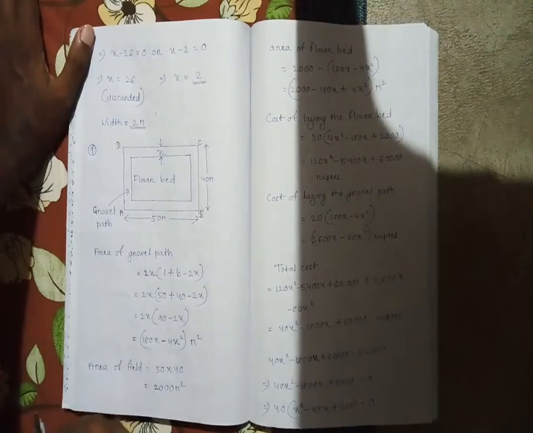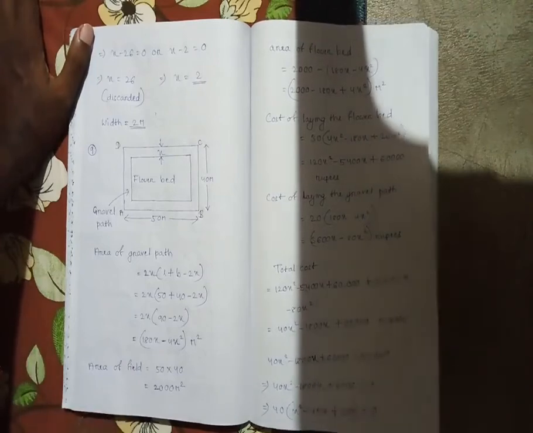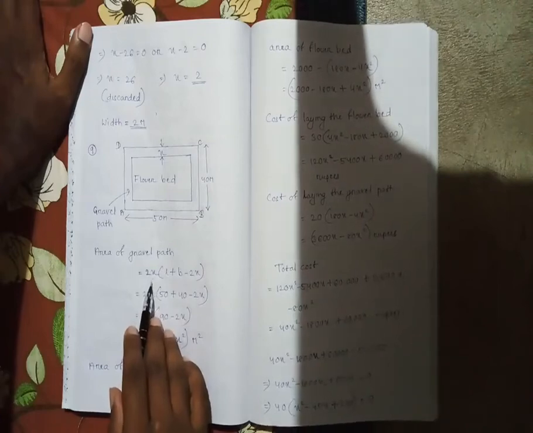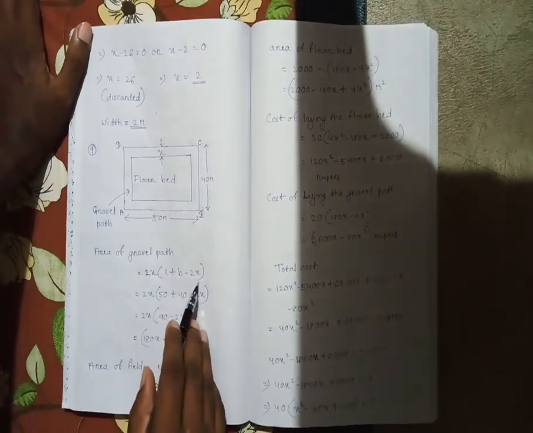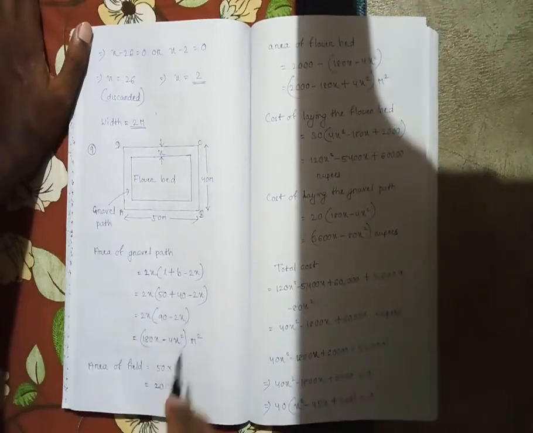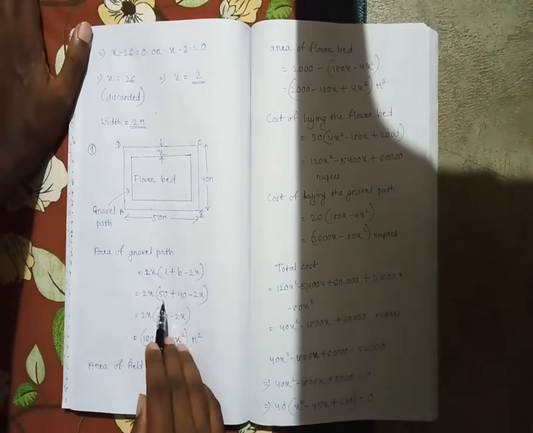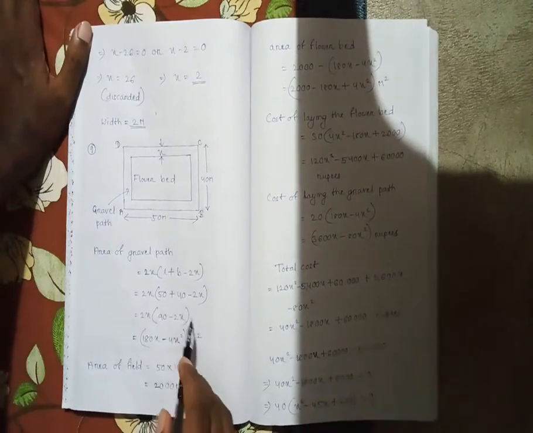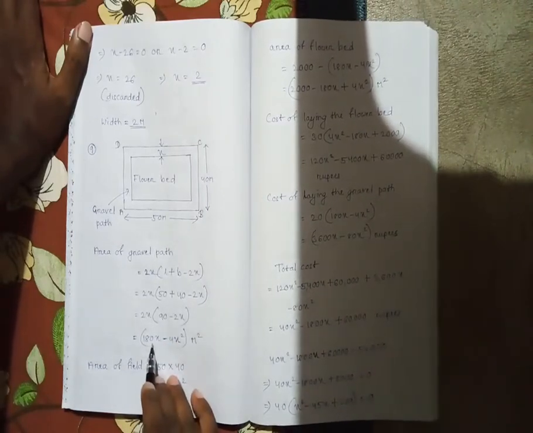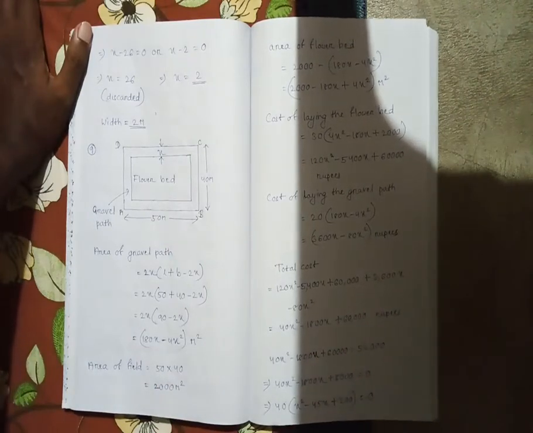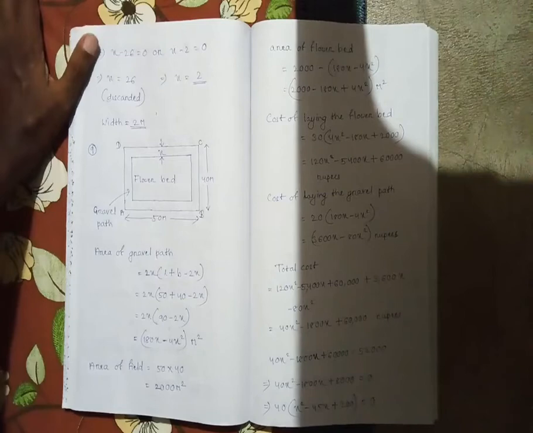Now let us find the area of flower bed and area of gravel path. Area of gravel path is equal to, this is the formula I had given, 2x whole into L plus B minus 2x. Since the path is inside the field, I have taken minus. So 2x into L is 50, B is 40, minus 2x. On opening the bracket and simplifying, I get 180x minus 4x square meters. This is the area of the gravel path in terms of x.